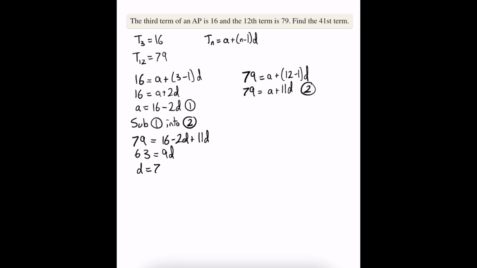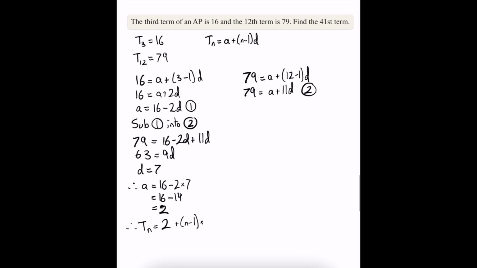So that means we can then figure out A, so therefore A is equal to 16 minus 2 times 7, and that's just subbing it into this equation. So 16 minus 14, which is equal to 2. So now that we know A and D, we now know the formula for the nth term is 2 plus (n minus 1) D, which is times 7. Or it's equal to 2 plus 7(n minus 1), or it's equal to 2 plus 7n minus 7, or it's equal to 7n minus 5.